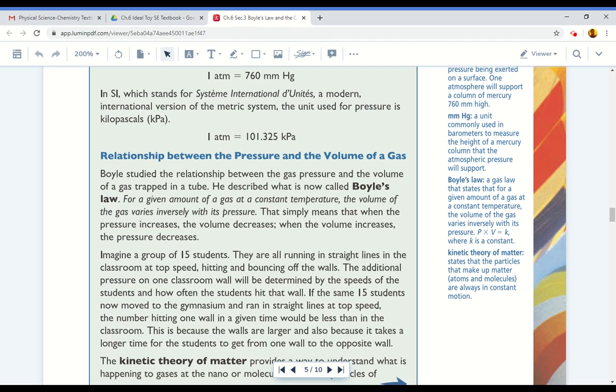Relationship between the pressure and the volume of a gas. Boyle studied the relationship between the gas pressure and the volume of a gas trapped in a tube. He described what is now called Boyle's Law. For a given amount of a gas at a constant temperature, the volume of the gas varies inversely with its pressure. That simply means that when the pressure increases, the volume decreases. When the volume increases, the pressure decreases.